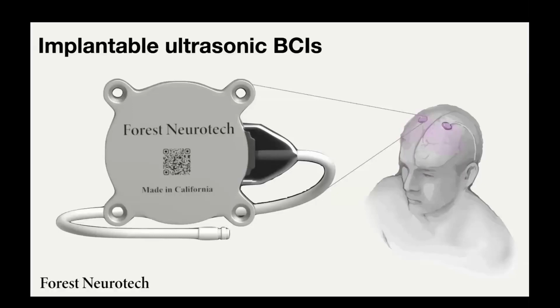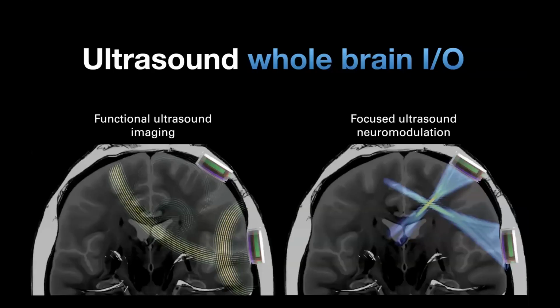Quickly plugging my work. My company, I'm the CEO and co-founder of Forest Neurotech, where we're developing an implantable ultrasound-based BCI. So this is even a little less invasive than ECOG. Most ECOG sits underneath the dura mater on top of the brain. We're sitting outside of the dura mater. This is an epidural device that sits inside the skull, and we use ultrasound to beam down into the brain to enable whole brain functional imaging. So think fMRI, but much higher resolution and sensitivity. And also focused ultrasound neuromodulation, so actually focusing those beams to change neuromodulation in the brain.